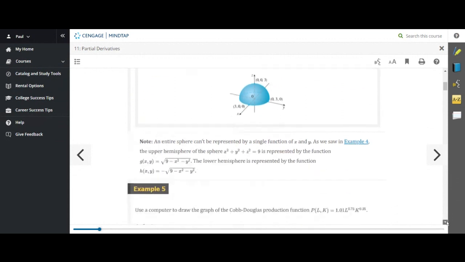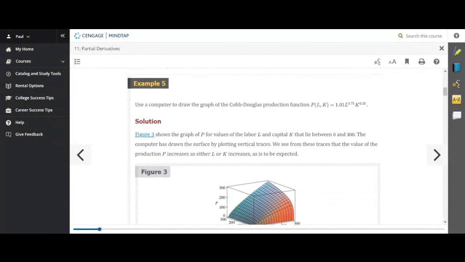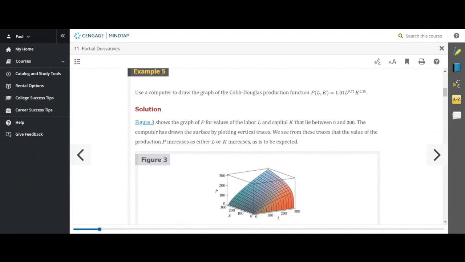All right, and incidentally, if we looked at the Cobb-Douglas function here, and we let labor L be raised to the 0.75 power, the 3/4 power, and capital raised to the 1/4 power, this is what that function looks like. You can see the function values increase with labor and capital. So this is relevant to economics.